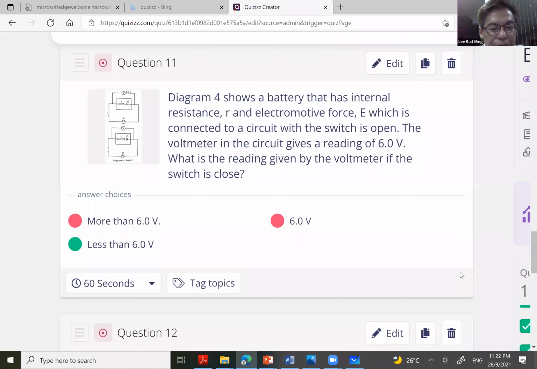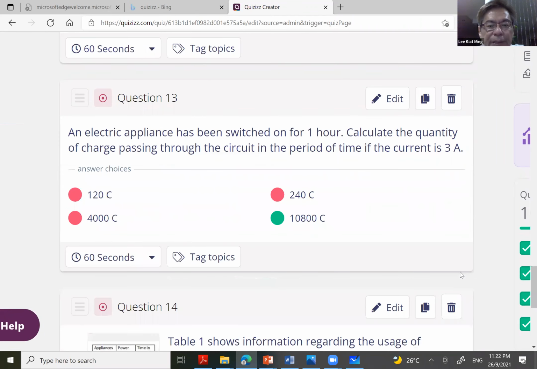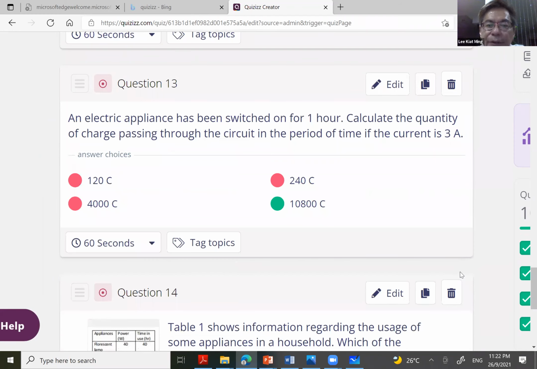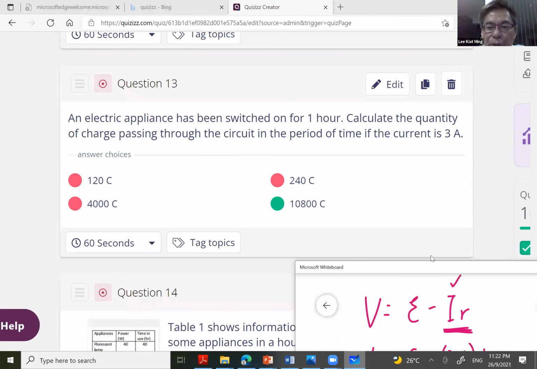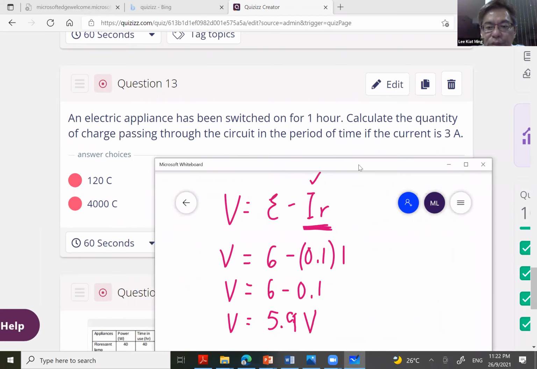Let's move to the next question. This is a simple one. Power equals VI, I'm not going to show that. Let's take a good look at this. This will use the formula current equals Q over T, and to find your quantity of charge, Q equals IT.